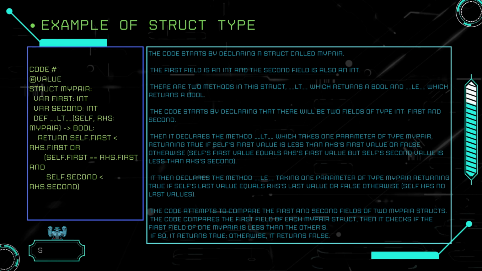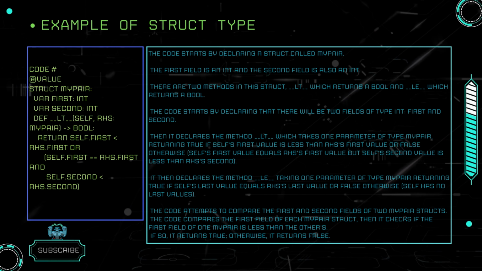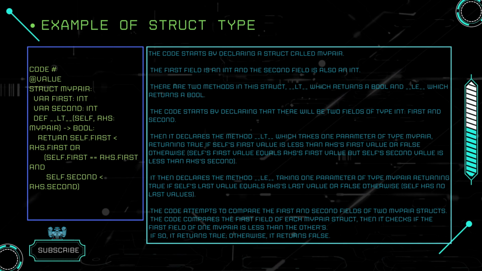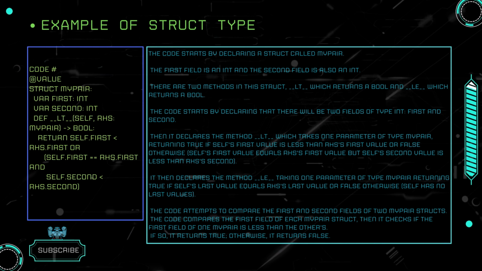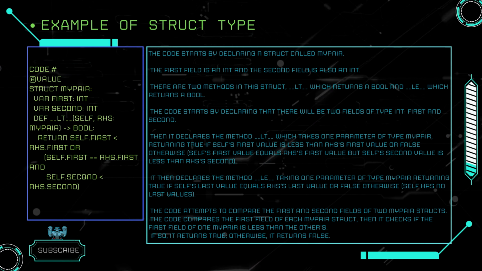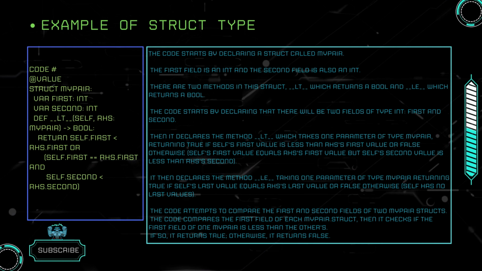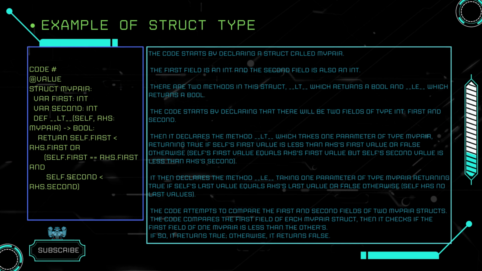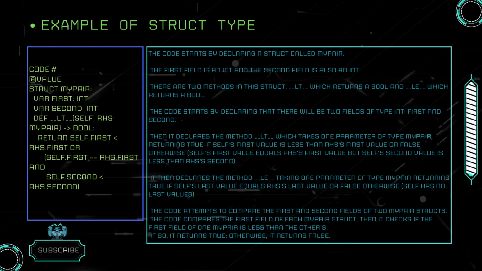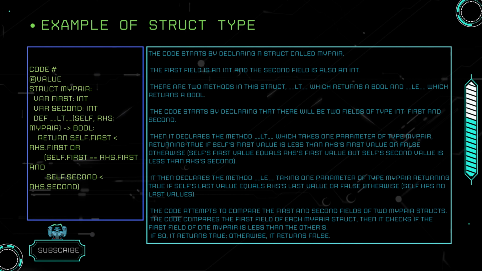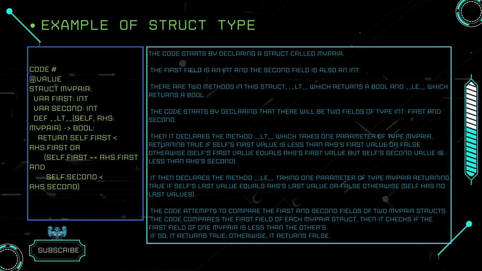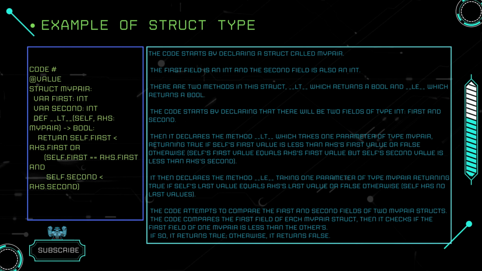Let's try to understand the logic of the struct code example. The code starts by declaring a struct called myPair. The first field is an int and the second field is also an int. There are two methods in this struct, __lt__, which returns a bool, and __le__, which returns a bool. The code starts by declaring that there will be two fields of type int, first and second.